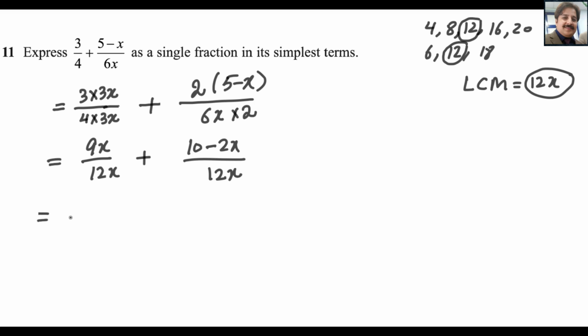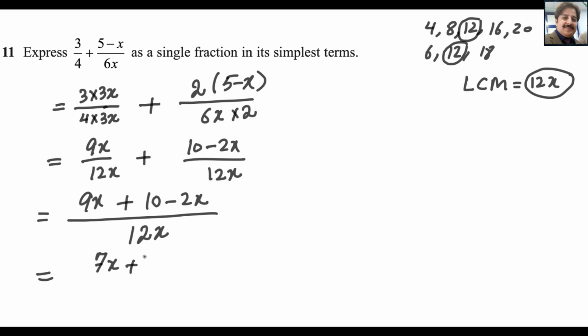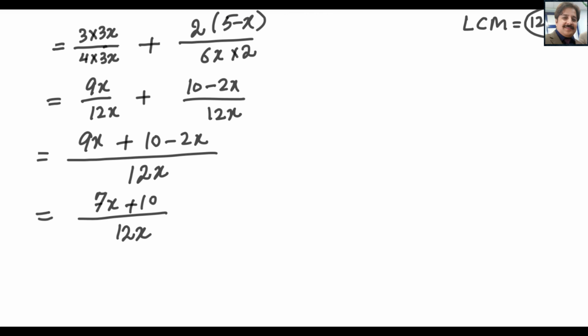Because the denominators are the same, you can add the numerators. So 12x, it will be 9x plus 10 minus 2x. Solving the x values together, it will be 7x plus 10 divided by 12x. So this is the required answer for this question.